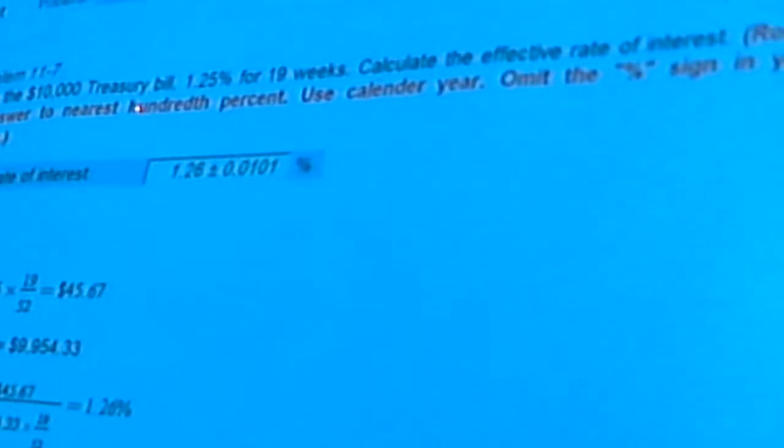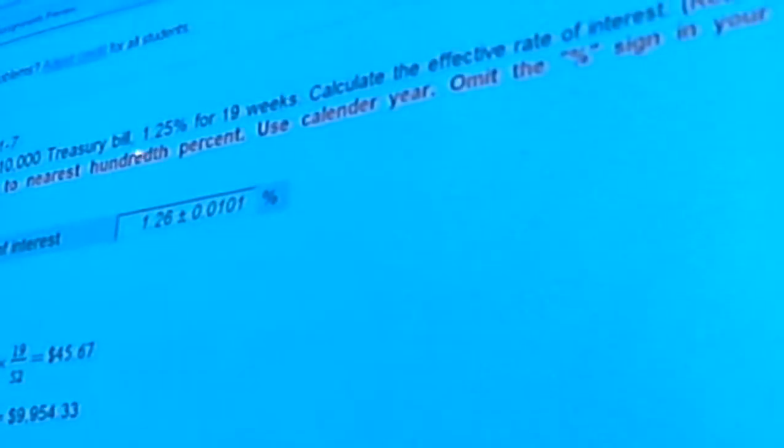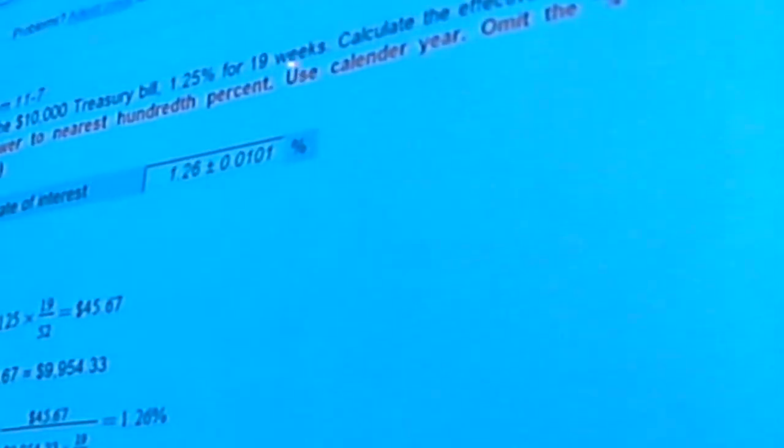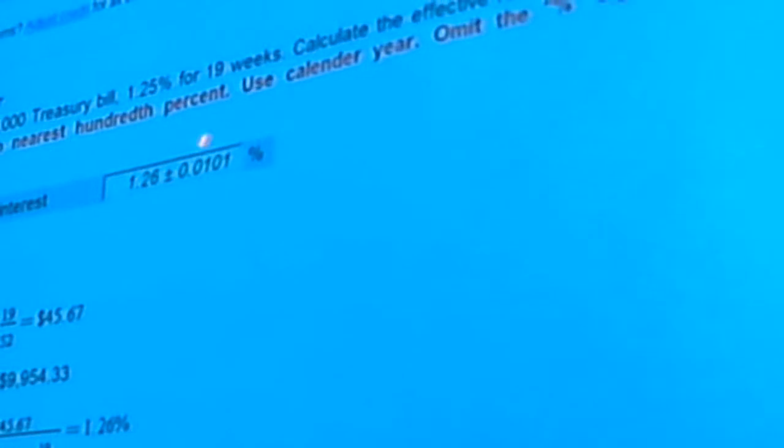This is a $10,000 Treasury bill, okay? Do you recognize the formula? This is the interest formula. Think about it as your principal. It's your investment. It's the face value of the Treasury bill. We can call it many things. 1.25%, that is your rate. They state the time in terms of weeks, so we use 52 for the bottom number, right? 52 weeks in a year. 19 over 52. And then now we're all set.